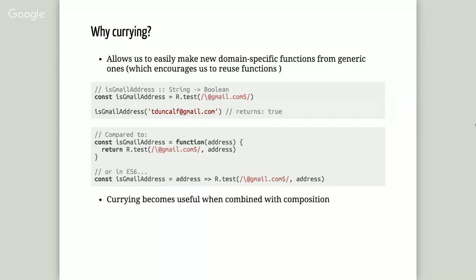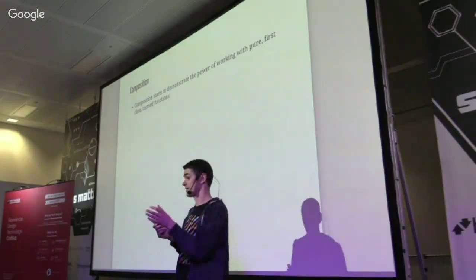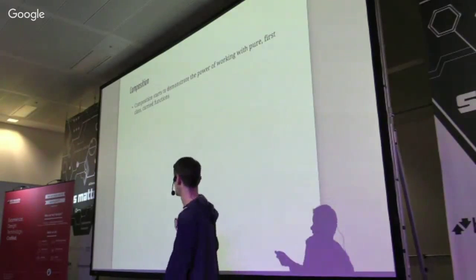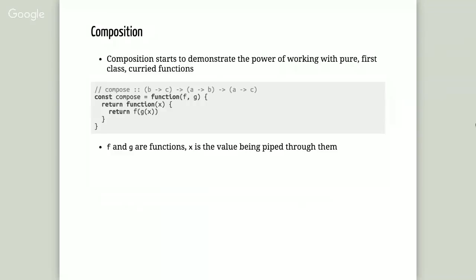But where currying really becomes useful is with composition. For me, composition was where I started to see the power of working with first-class, pure curried functions. So let's take a look at what it is. Compose is a function which will take two functions, f and g, as arguments, and it will return a new function, which is going to take an argument x, and then return the result of f(g(x)). So you're going to call g on the value x, and then you're going to call f on the result of that.